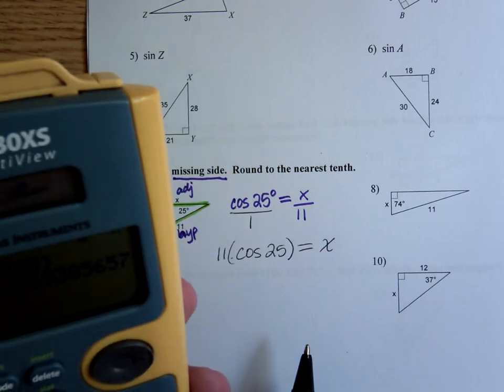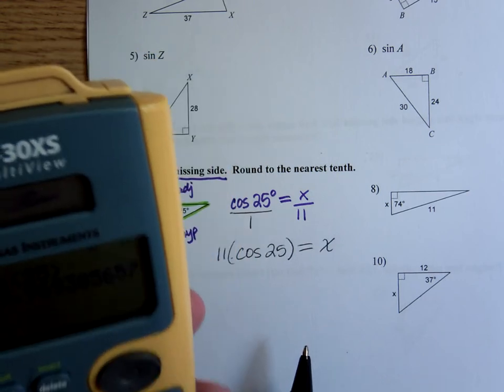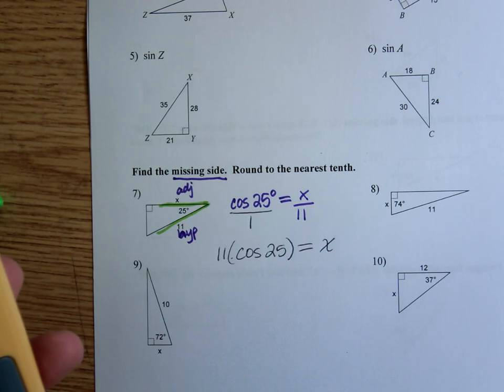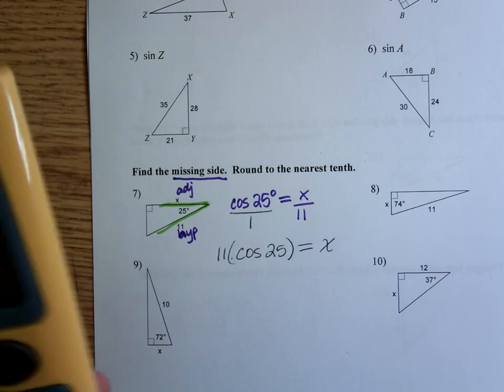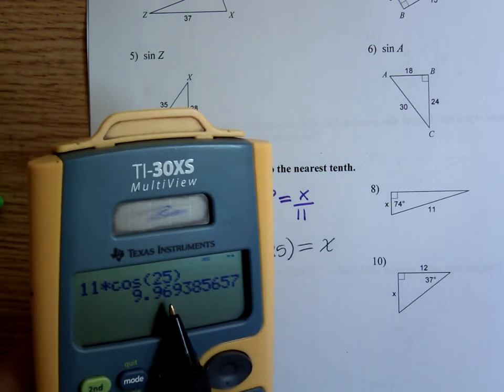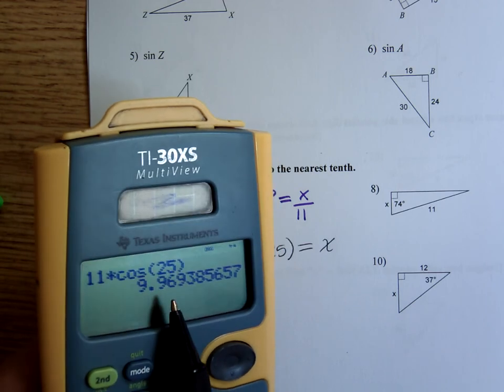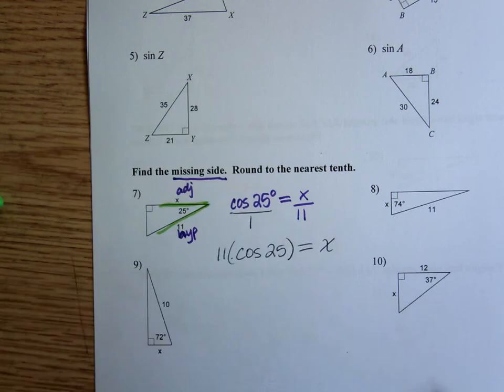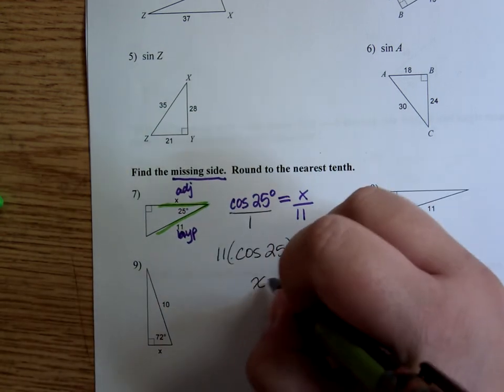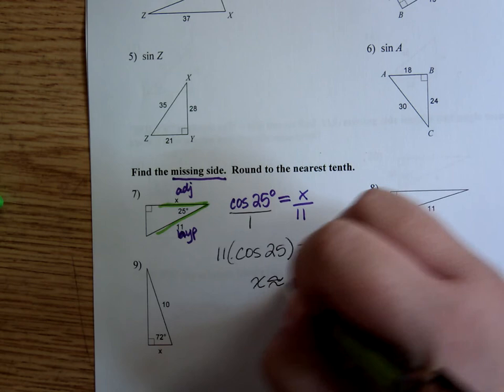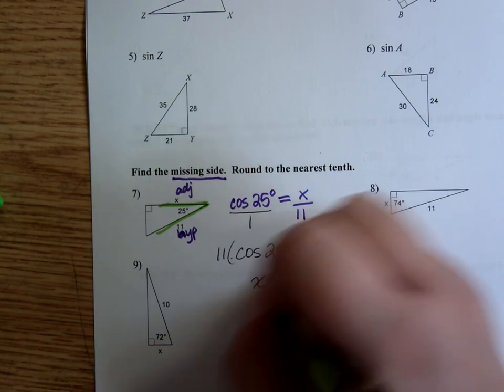And that's 9.9697. It says round to the nearest tenth. This one's a little bit tricky. If you take 9.96, the 6 tells me to round up. The next tenth up from 9.9 is 10.0. So the rounding is a little weird, but it goes from 9.9 to 10.0 when I round.